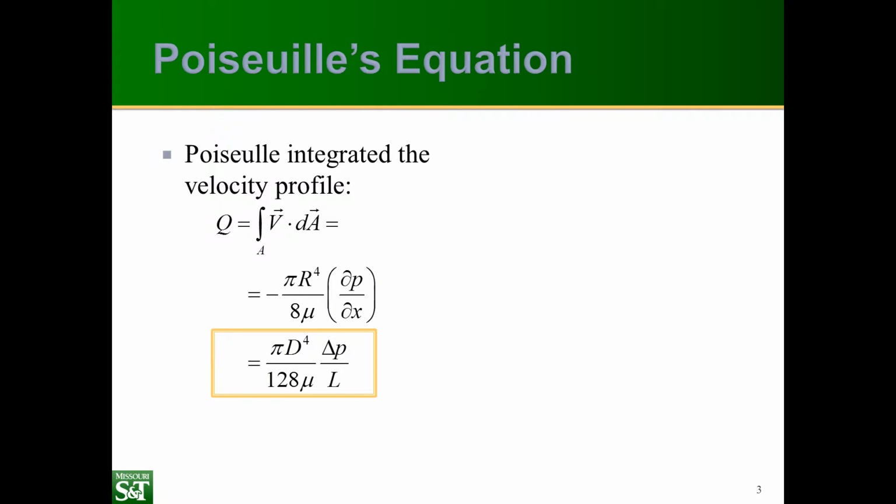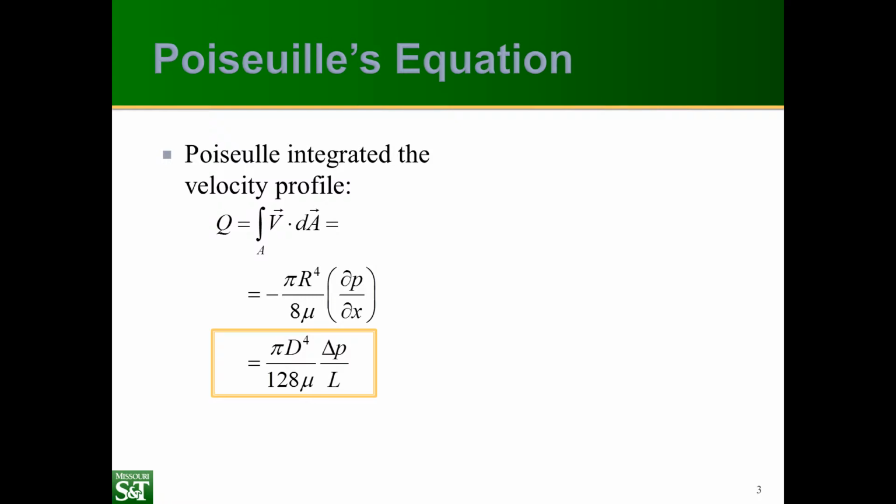This is important for two reasons. The first reason is that Poiseuille's equation provides us a relationship between pressure drop and flow rate. So if we measure the pressure drop and we know the length and the diameter of the pipe and we know the viscosity, basically the temperature, we can calculate the flow rate. So this gives us a way to measure the flow rate. And it's a very easy way to measure flow rate in laminar flows.